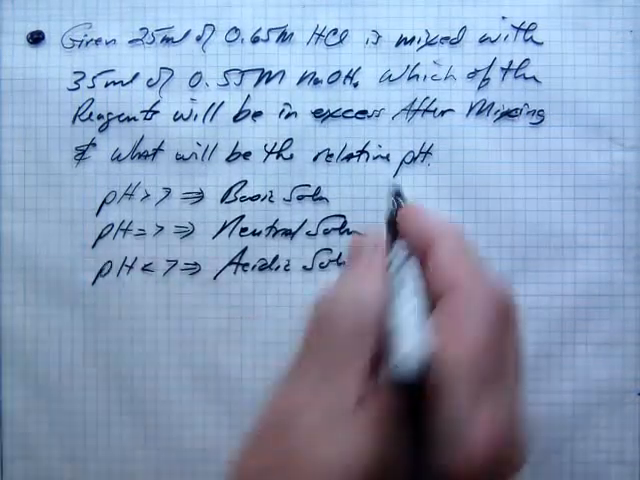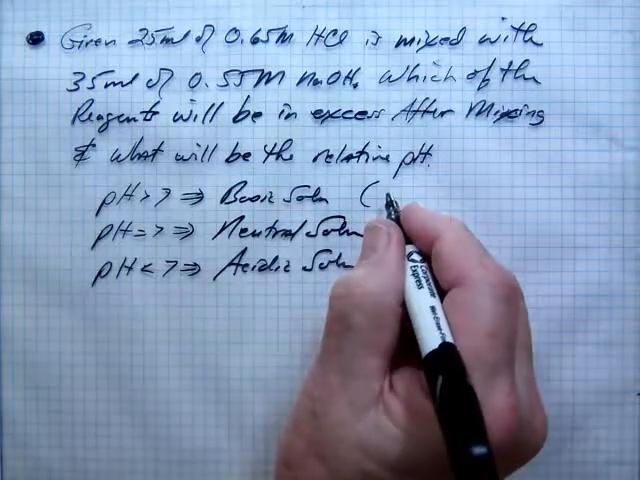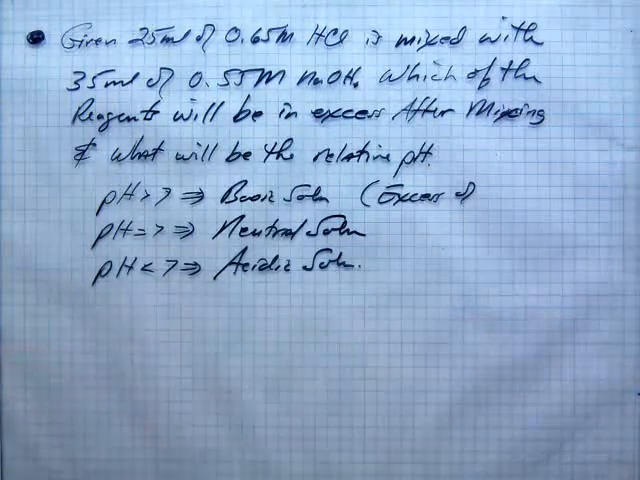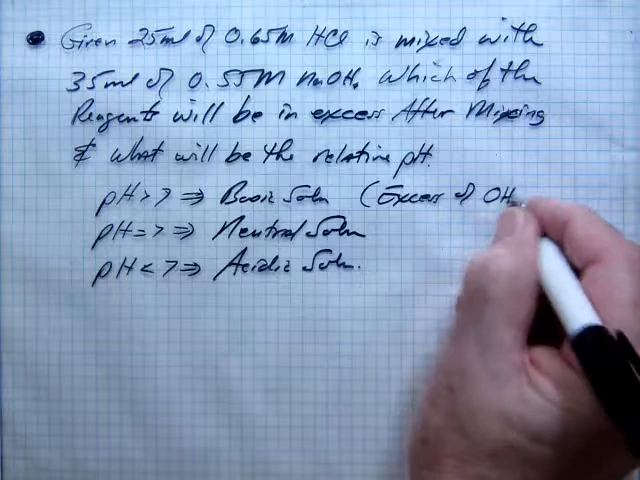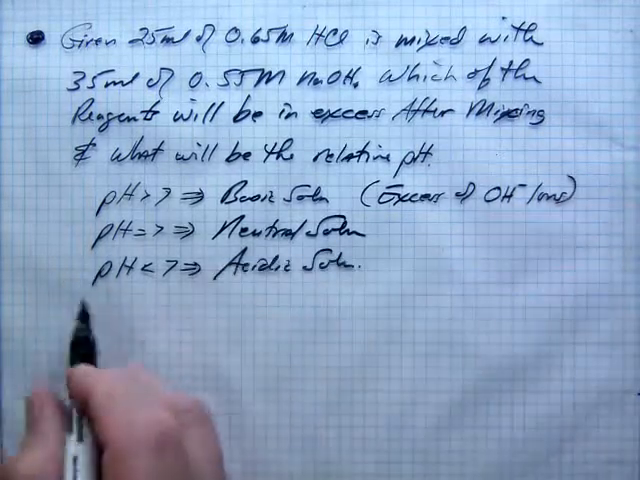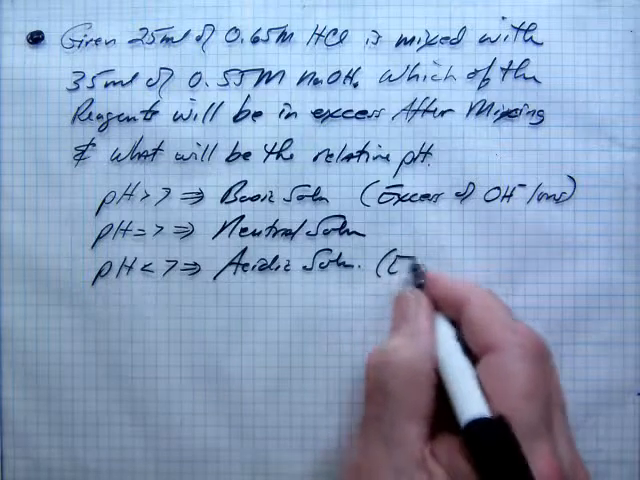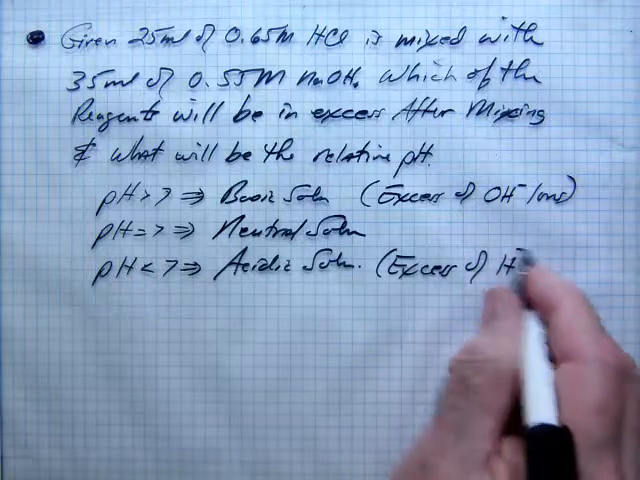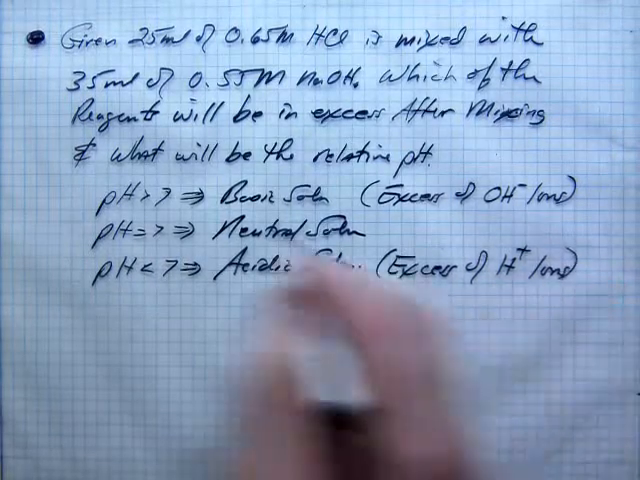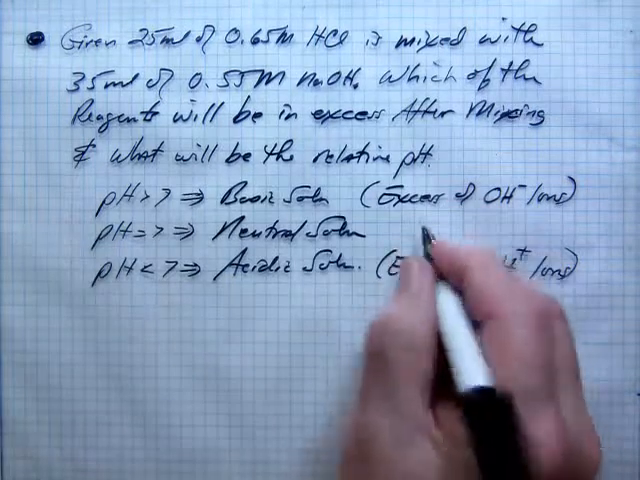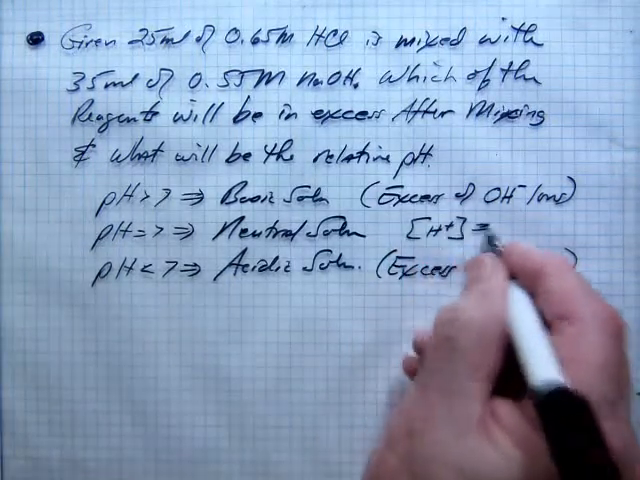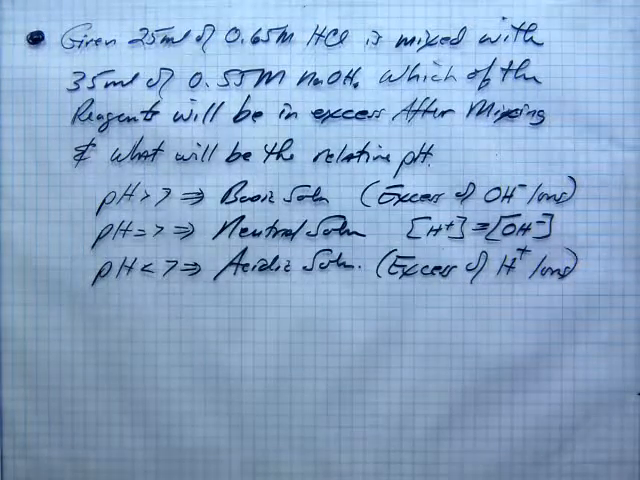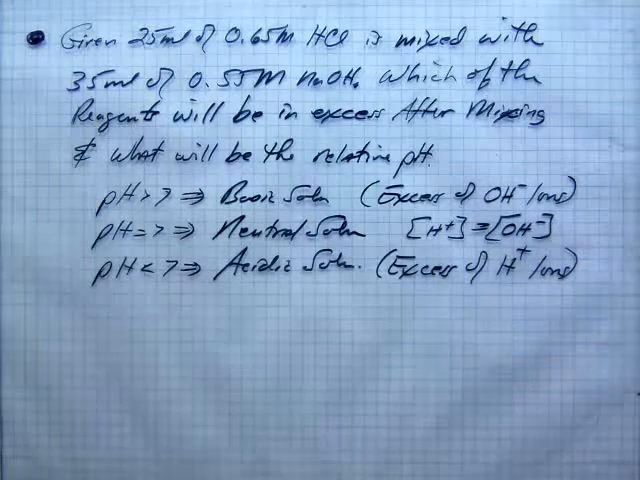So a basic solution would result from an excess of compounds delivering OHs in the solution, or OH ions. An acidic solution would be an excess of hydronium ions or hydrogen ions. And a neutral solution, the molar concentration of hydronium ions is equal to the molar concentration of hydroxide ions. That's why it's neutral. You only have salt affecting the solution.